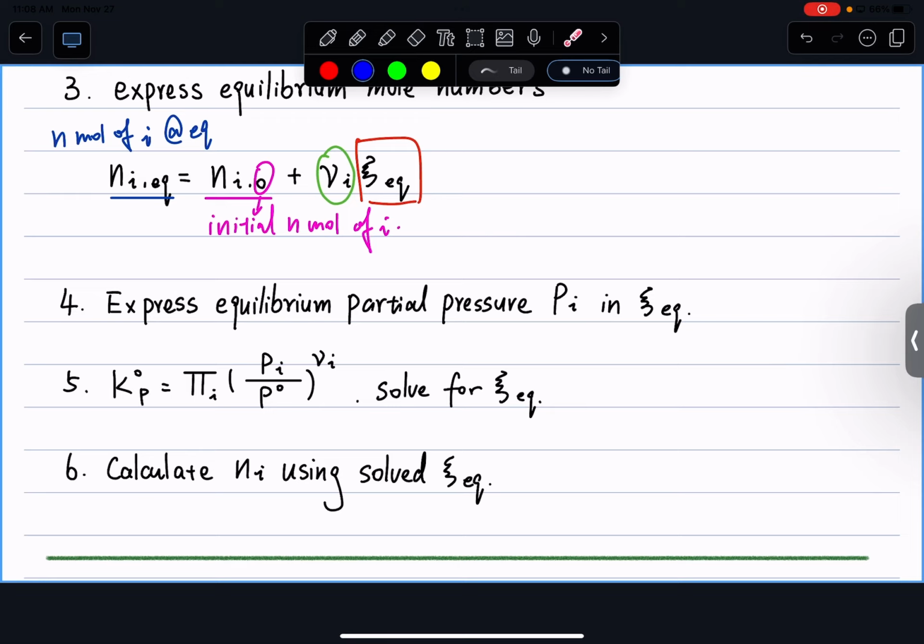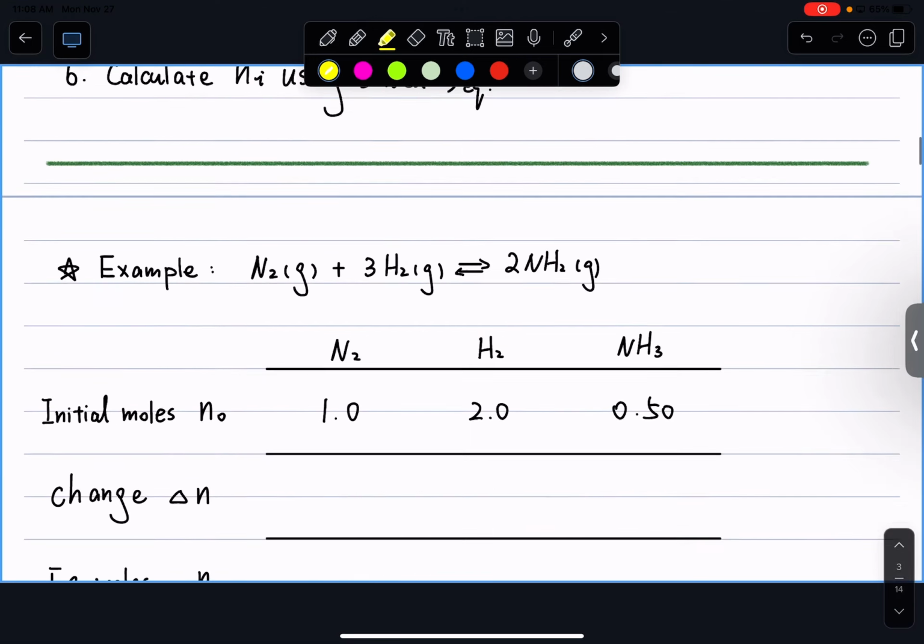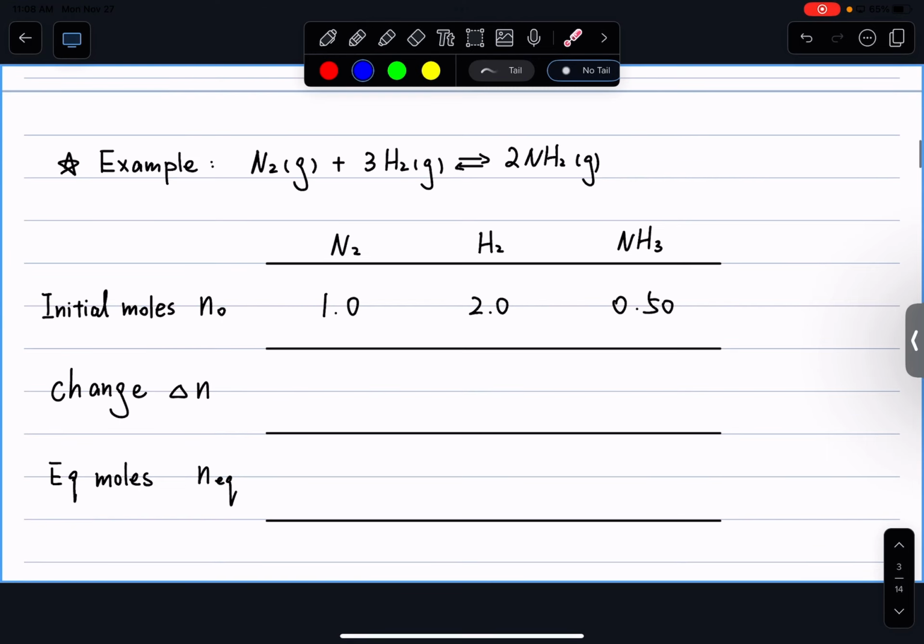So let's just look at this part first. What do we mean by express equilibrium mole numbers? And then we'll do a full example together in how to solve for equilibrium composition. So this part, again, we'll use our ammonia production example. We're assuming fixed volume, and we're assuming ideal gases.